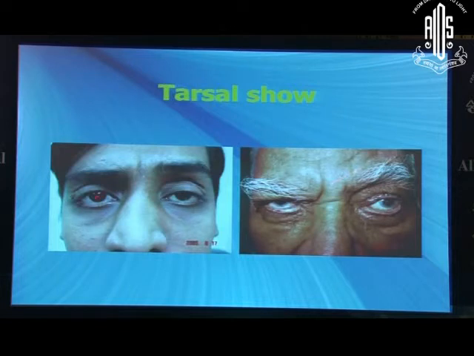The tarsal show, which is the distance between the apparent position of the principal lid crease and the eyelid margin in primary position, in straight ahead gaze, is the tarsal show, which again is important in creating an aesthetically similar lid when you operate the other eye.